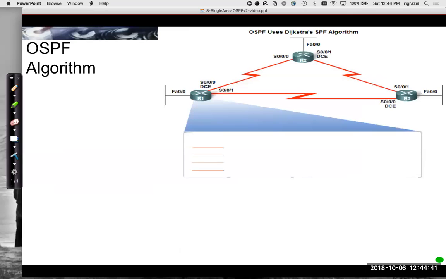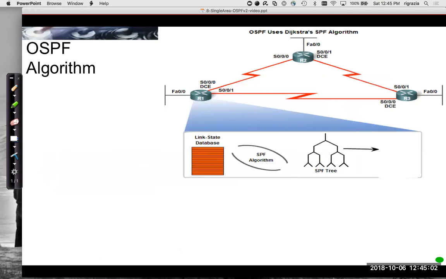As for the OSPF algorithm, the video on link state operations goes over this, but we build our link state database from sharing link state advertisements flooded within the routing domain or within a specific area. We run the SPF algorithm, from that we come up with an SPF tree, and those best paths are offered to the routing table.